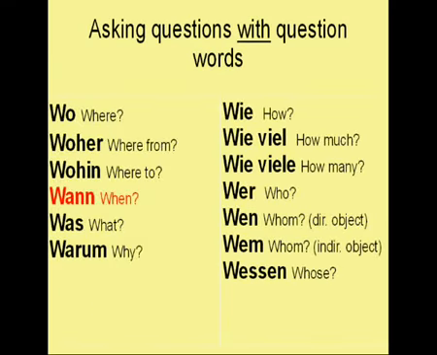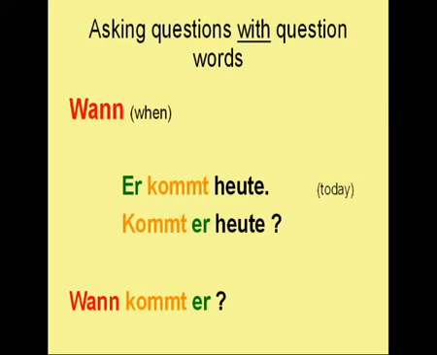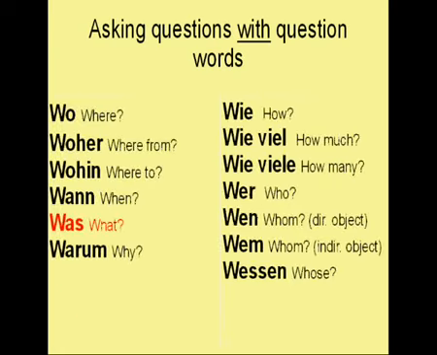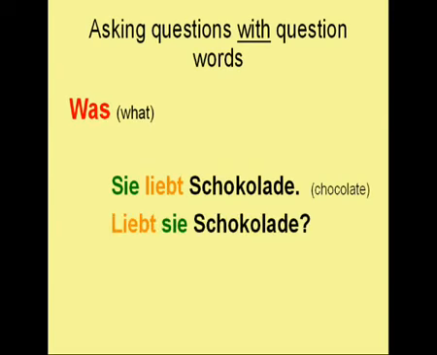Then we have the word wann, which means when. Here, for instance, the sentence "Er kommt heute," which means he comes today. This is the question. "Kommt er heute?" Does he come today? And as you can see, the question word again is simply put in front of these two words. The constellation of these phrases is kept the same. Then we have the word was, which means what. "Sie liebt Schokolade." "Liebt sie Schokolade?" "Was liebt sie?" What does she love?